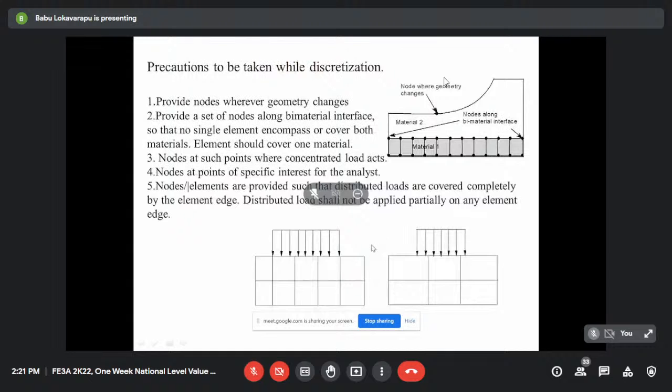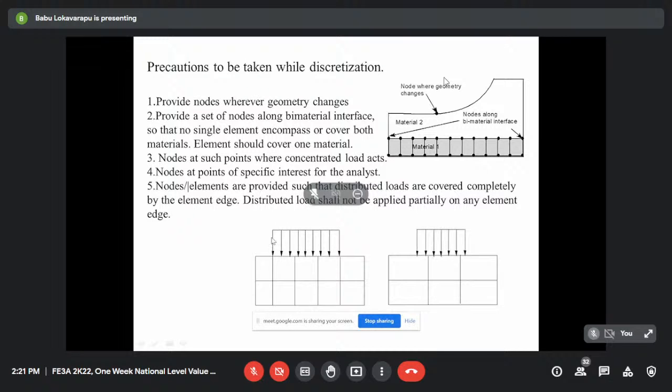And also some important precautions when you're doing discretization. This is very important, there are points you need to remember. For example, there are two materials in our system, material 1 and material 2. So at the transition from 1 to 2, you must identify a node. Along this line, wherever there is an interface, you must identify a node. At the bottom, this is a node.